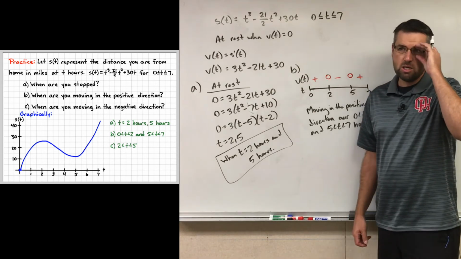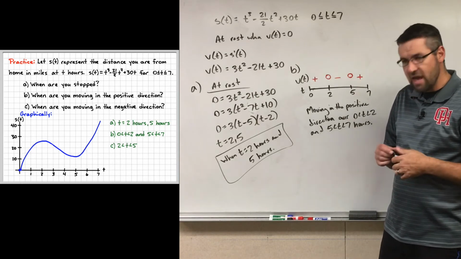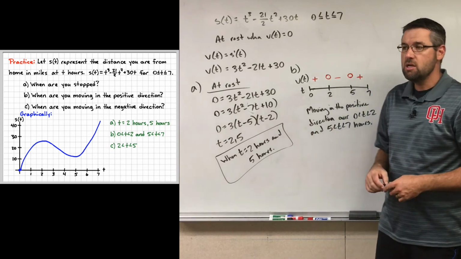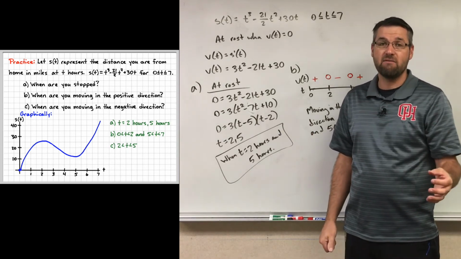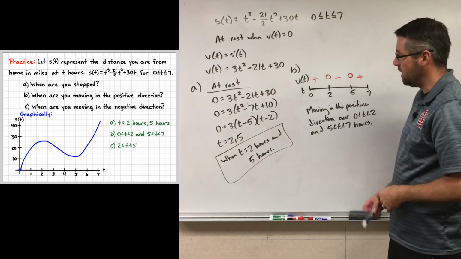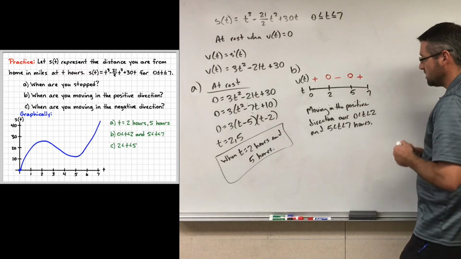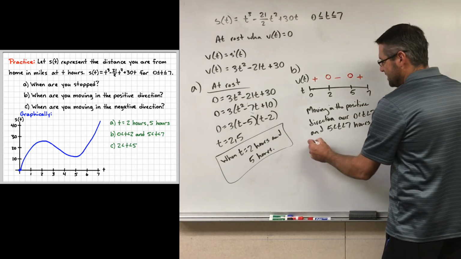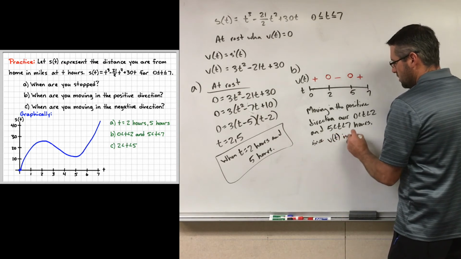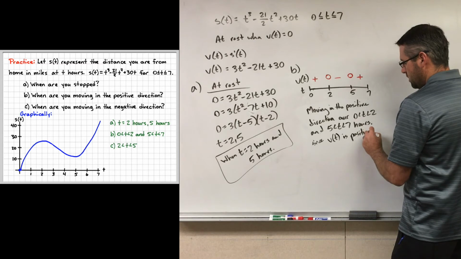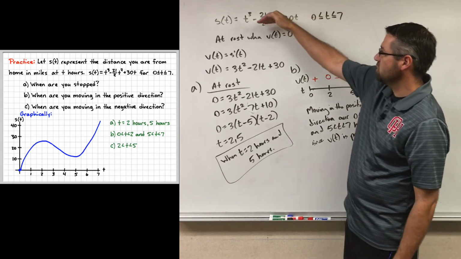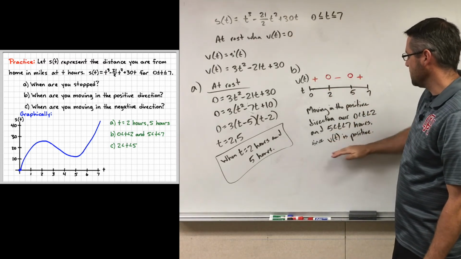Now we always need a justification, and this is the important part. Years ago, the AP exam allowed number lines to represent our justification. Number lines are no longer allowed in and of themselves, so we have to use verbiage that explains what we're looking for in the number line. So we would say moving in the positive direction over those intervals since v of t is positive. Okay? So we are moving in the positive direction, or our position is increasing since velocity is positive.